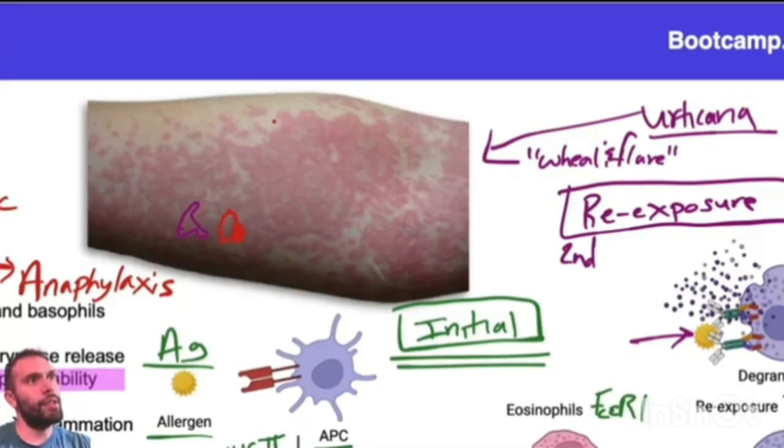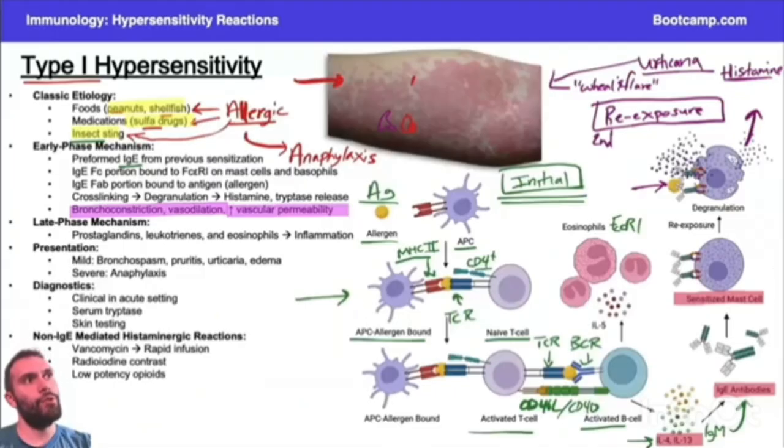And this lesion is actually going to be raised a little bit. And that's because we're getting a lot of fluid in the superficial dermis, right? So as we have increases in vascular permeability and vasodilation, we're getting fluid leaking essentially into the superficial dermis. So that's what urticaria is.